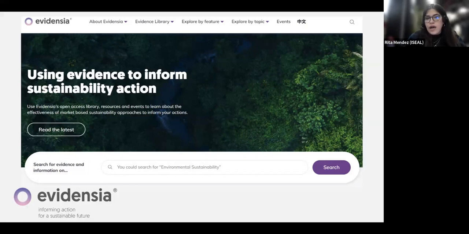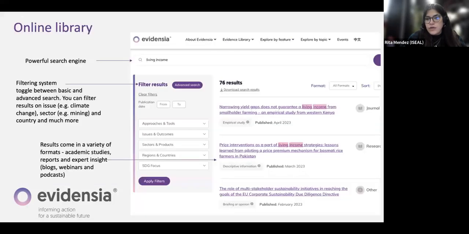And it also has some tools to visualize the evidence, so it can show the gaps and the availability of evidence easily. So here you can see a zoom to the library, which includes everything that Evidensia offers in one place, and there's a very sophisticated search engine where you can filter and, for example, access the research that Evidensia contains on living income. So as you can see here, the filter is applied and you have 76 results.